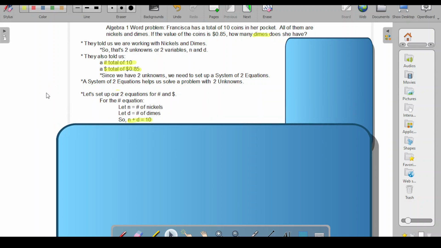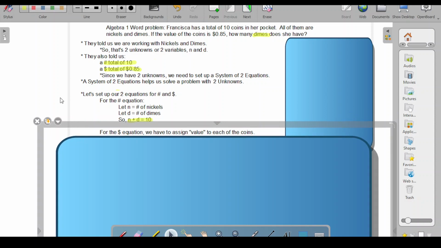So here's our first equation. The number of nickels plus the number of dimes equals 10 total, because they told us a number total of 10. They gave us a number total. They said there's 10. So that's our first equation. And the first equation in a system is usually simple like that. It's usually the number equation, because those are usually simpler.